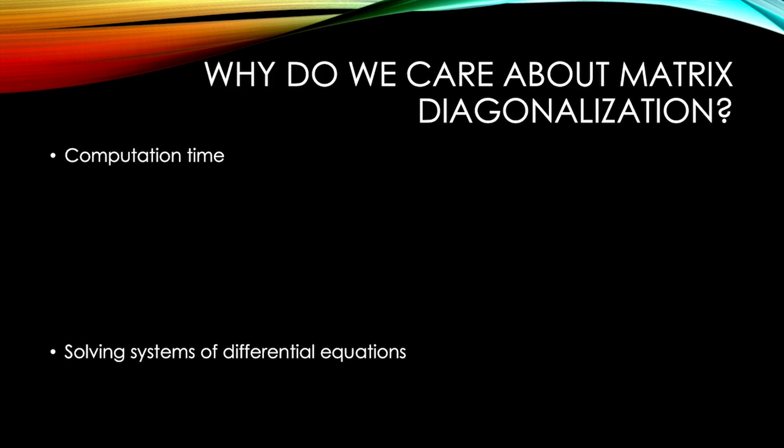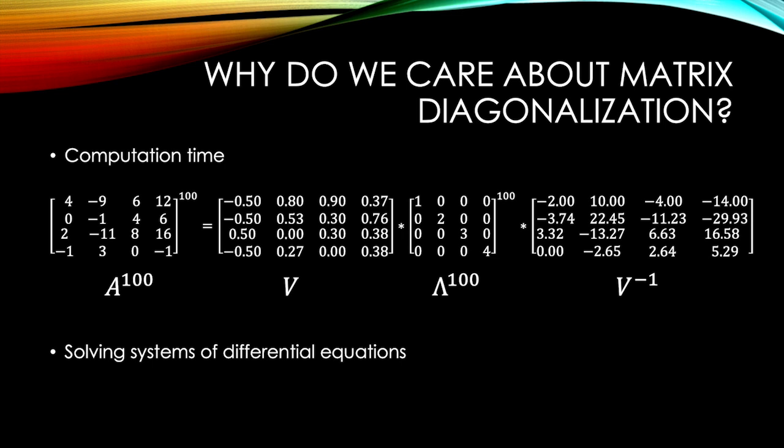Now, why is it useful to diagonalize a matrix? One of the very useful reasons to diagonalize a matrix is to decrease computation time. For example, we can rewrite a matrix A to the 100th power as the eigenvector matrix multiplied by the eigenvalue matrix raised to the 100th power multiplied by the inverse of the eigenvector matrix. The left-hand side of this equation takes super long for a computer to compute, as opposed to the right-hand side where we're only taking the 100th power of the eigenvalue matrix. Additionally, diagonalizing a matrix is helpful in understanding a system of differential equations, but I won't get into that too much in this video.